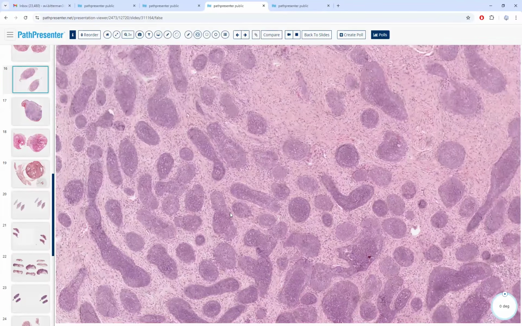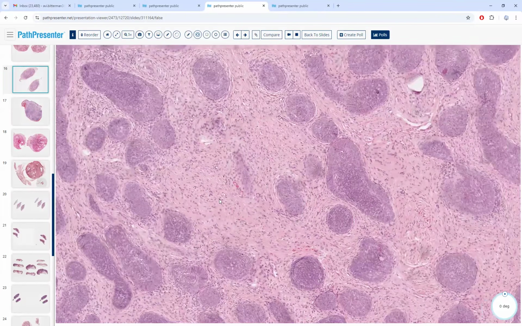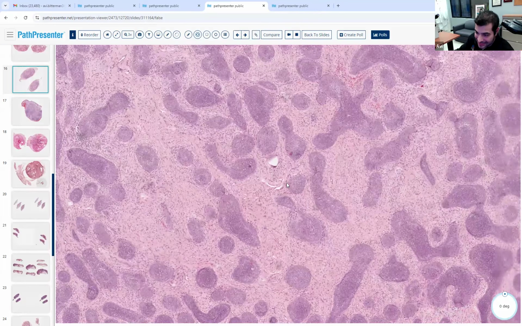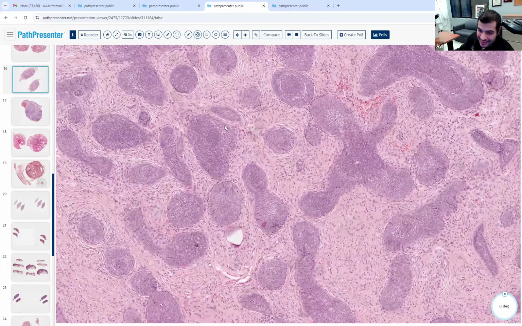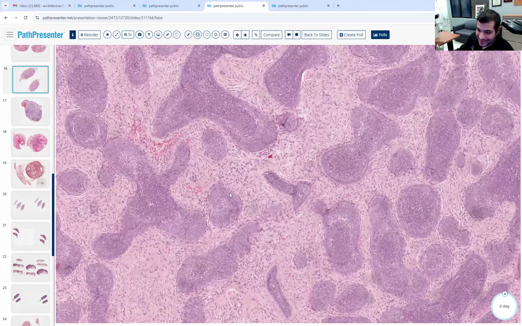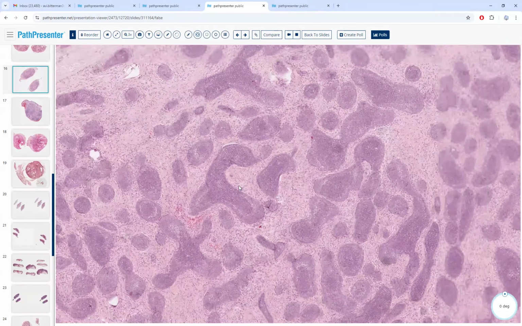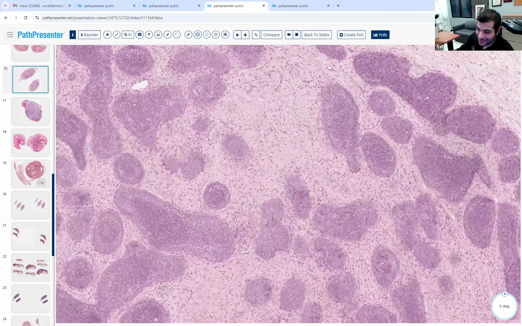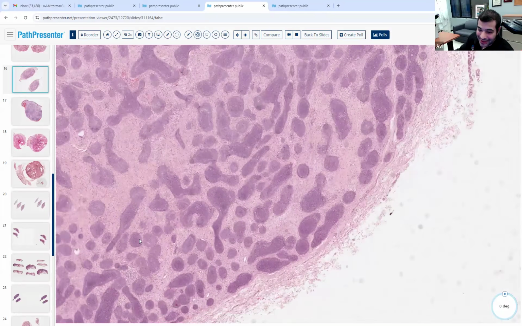Is it fibrous? Is it myxoid? What's the stroma? Fibrous. There's a fibrous stroma with these islands of cells. This looks like trichoblastoma. Yes, this looks exactly like a trichoblastoma. In fact, it is a trichoblastoma.